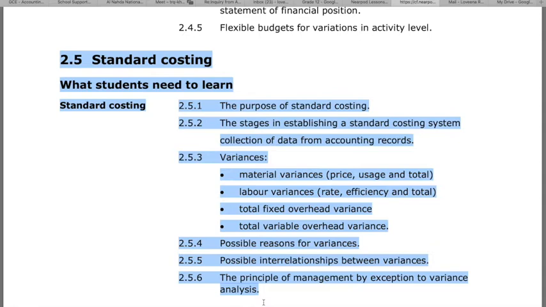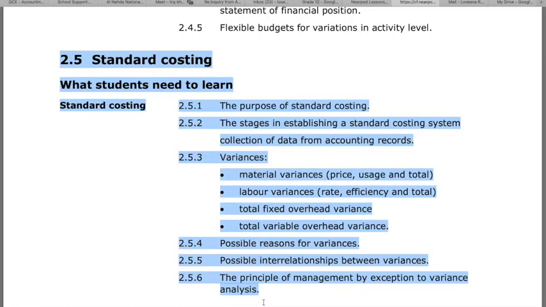You look at this 2.5.3, variances. These variances have formulas. It is going to make you mad. For each level there is a formula, but if you understand the logic behind the formula, you will get it, because in your question paper it's not just formula. There are questions where you have to use your common sense and come up with the answer, because they will not give you all that is necessary. For example, standard price may not be given. You might have to find standard price.